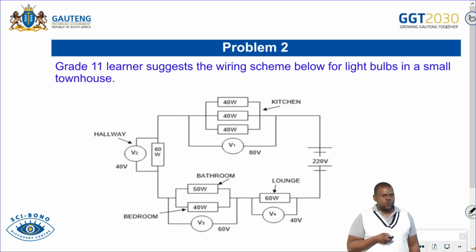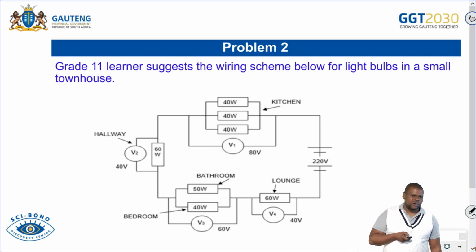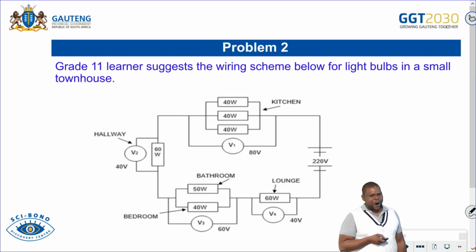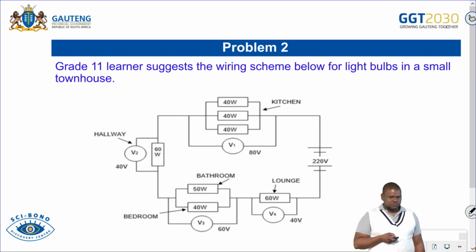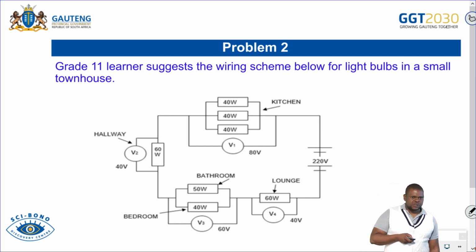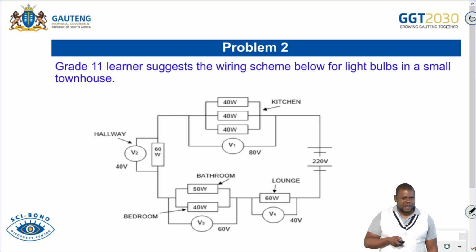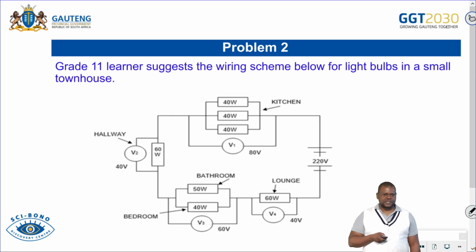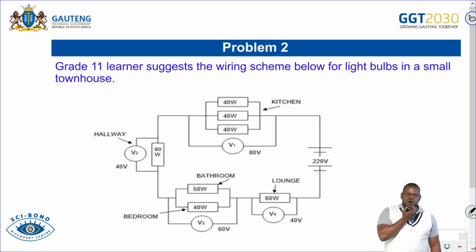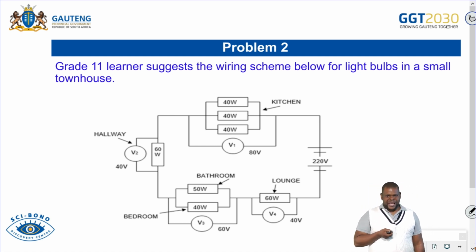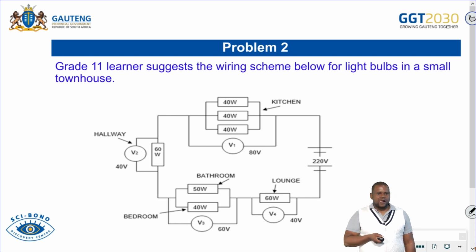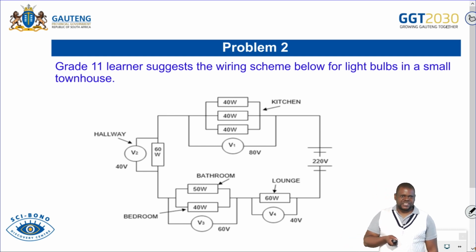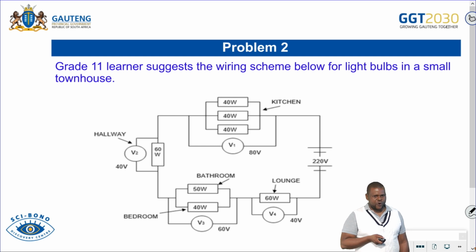In the hallway, we have one bulb of 60 watts. In the bathroom, we have one bulb of 50 watts. In the bedroom, we have one bulb of 40 watts. And in the lounge, we have one bulb of 60 watts. Then the power source is giving us 220 volts.